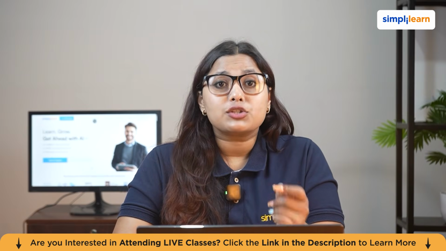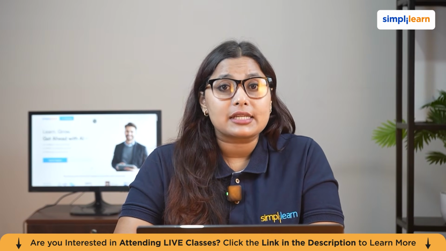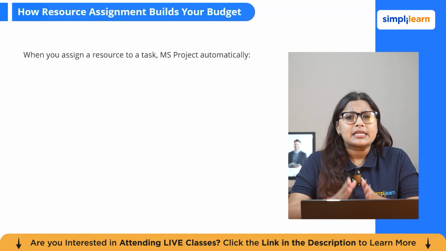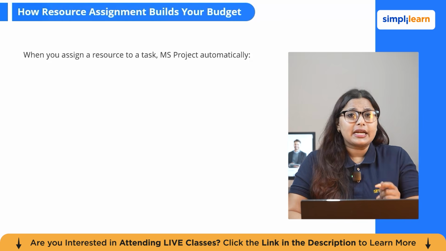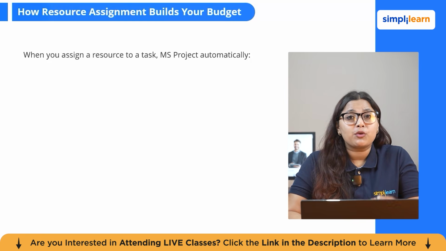So now let's see how resource assignment builds your project budget. When you assign a resource to a task in MS Project, something important happens. The software takes the resource's rate from the resource sheet, multiplies it by the duration of the task, and calculates the cost. It then applies the cost to the task, rolls it up to the summary task above it, and adds it to the overall project total. All of this happens the moment you make the assignment.